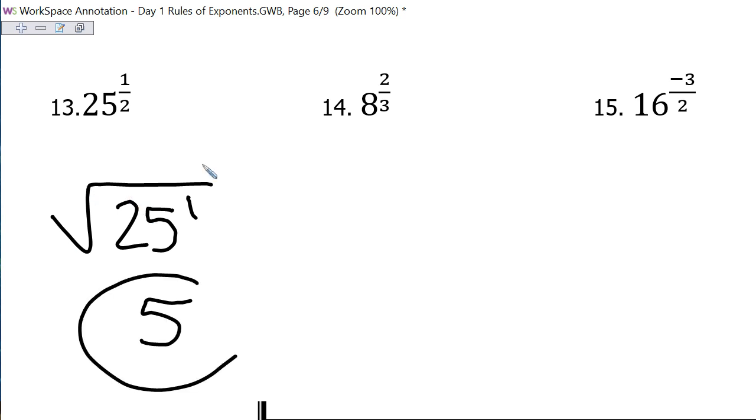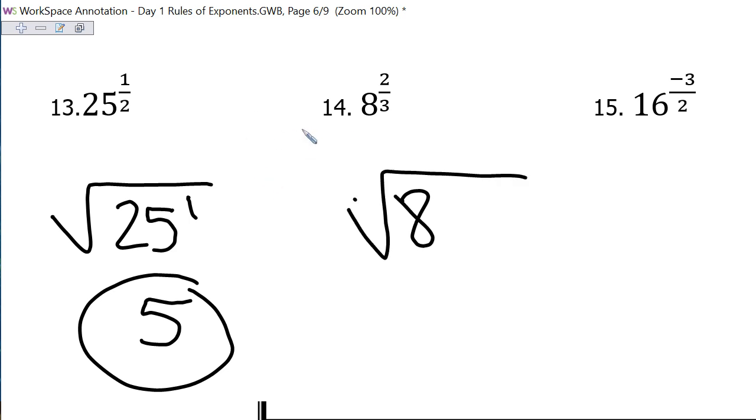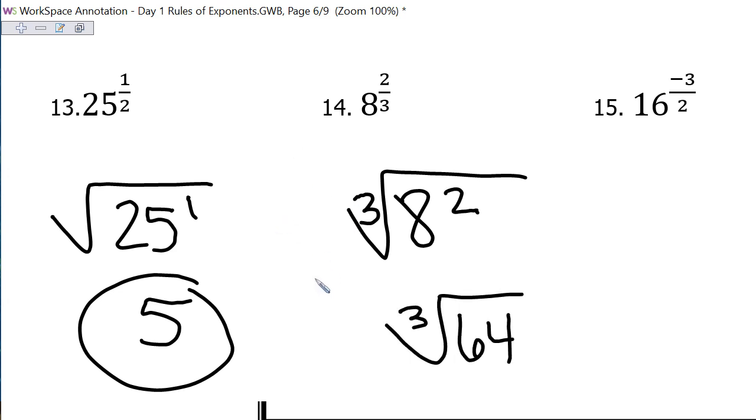Next one, convert to radical form. So what is the base? 8. What root are we taking? The cube root, and what power do we raise it to? Second. Simplifying inside the radical, what is 8 squared? 64. And what's the cube root of 64? 4.